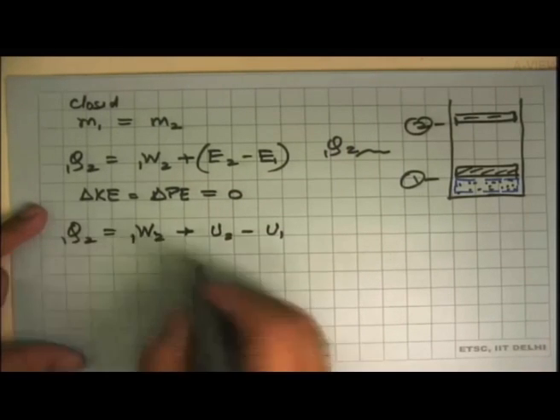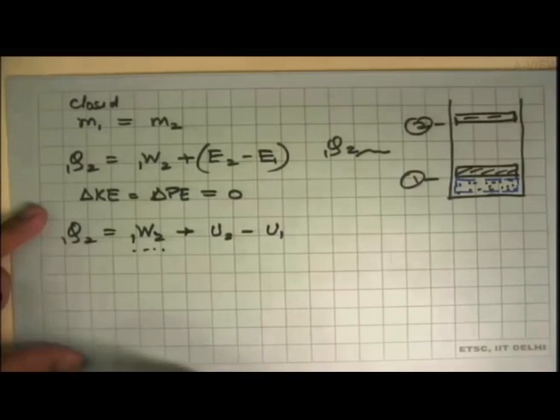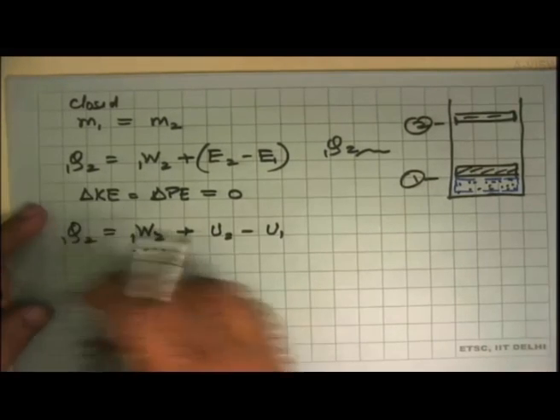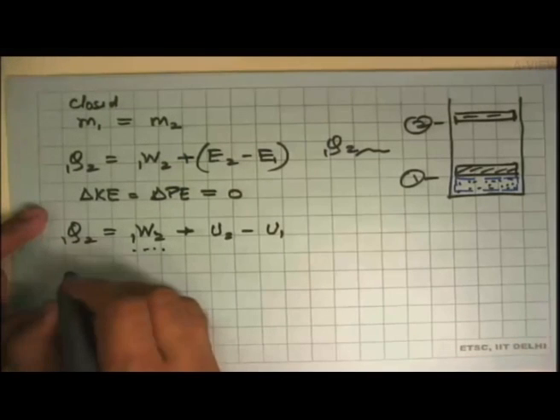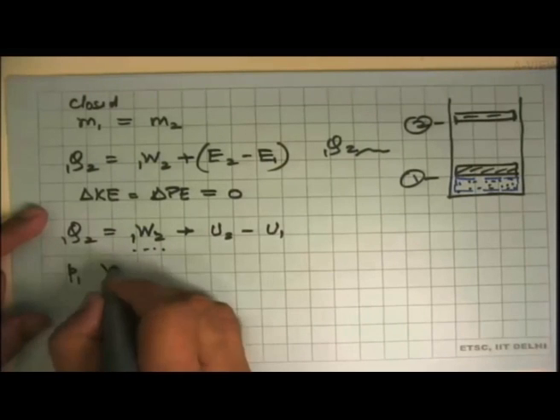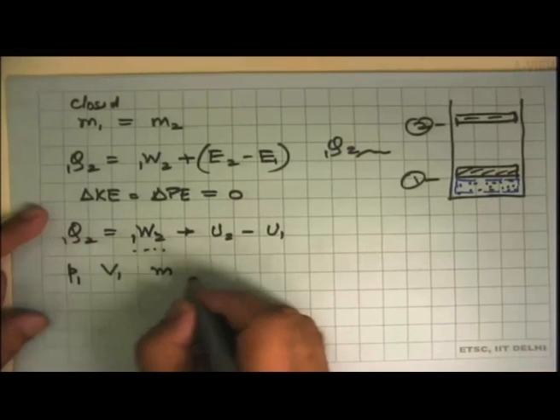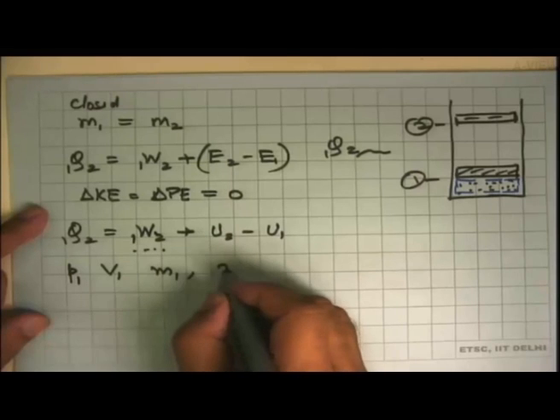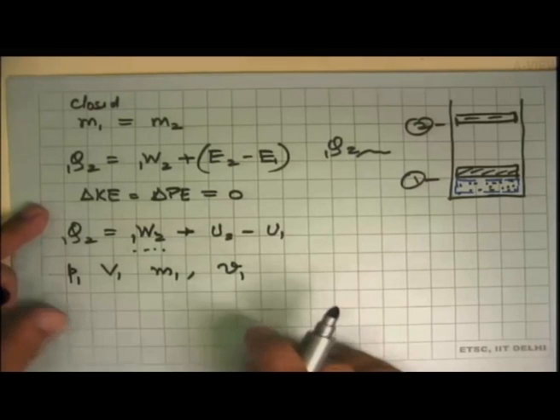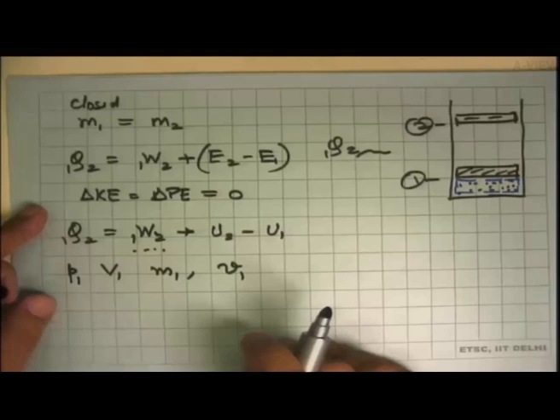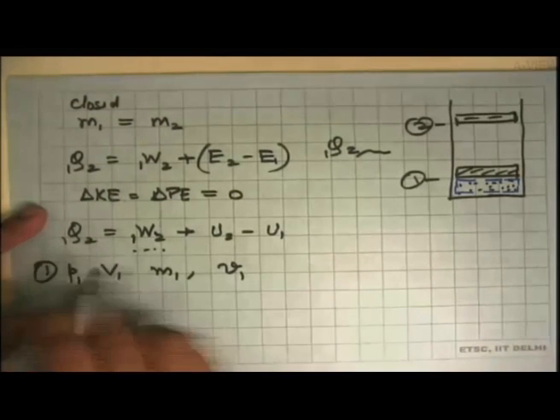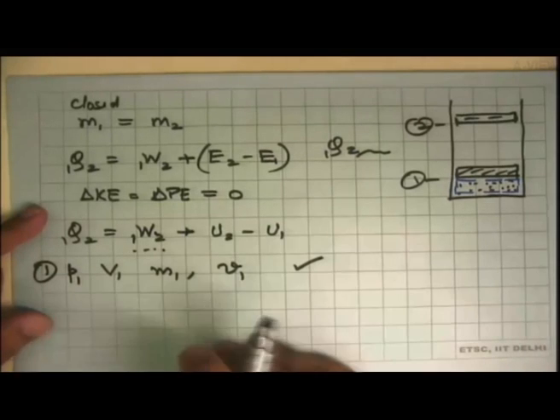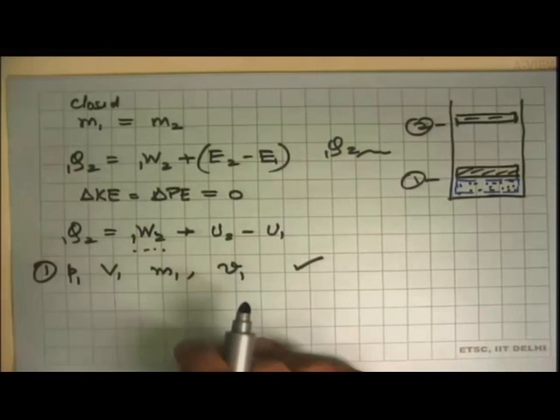So we need to calculate various things, and we write down what is given in the problem. Say state 1 is fully defined: P1 is given and V1 is given, and say mass could be given, which means the specific volume at the beginning is known. For state 1, I have two independent properties, so I can get enthalpy, entropy, everything else that I want.